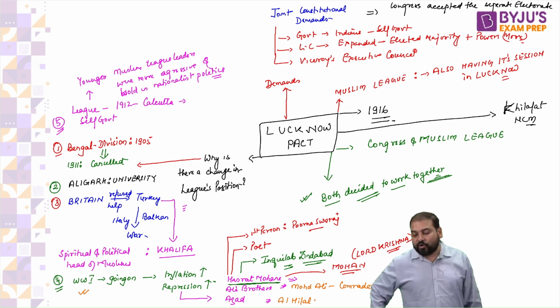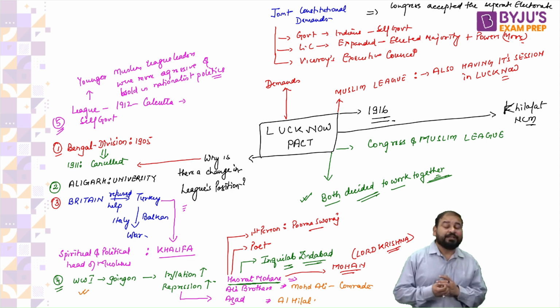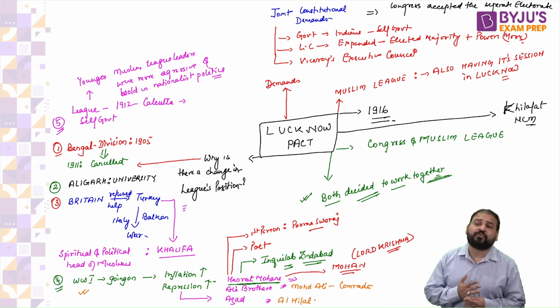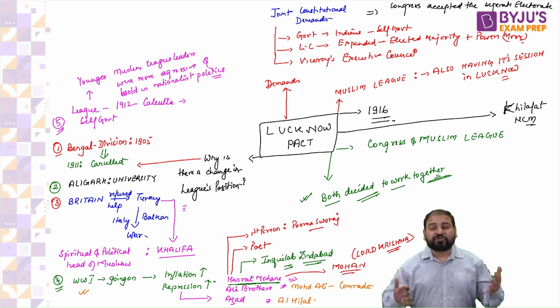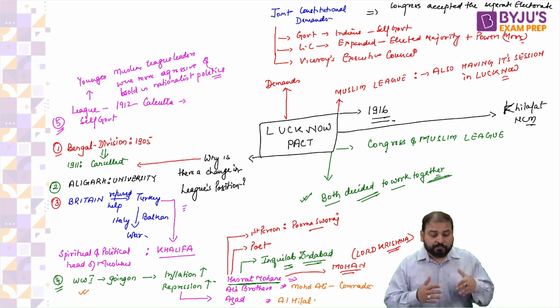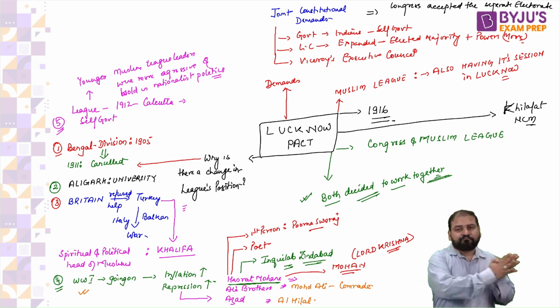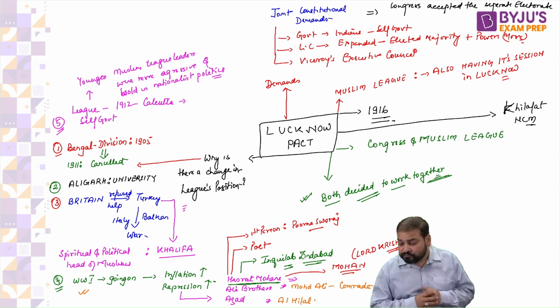Pranchi, the League had already declared or been asking for self-government as early as 1912. So clearly, the younger leaders of the Muslim League were much more aggressive, and they were with the Congress on this particular issue. We will go to the PYQs.